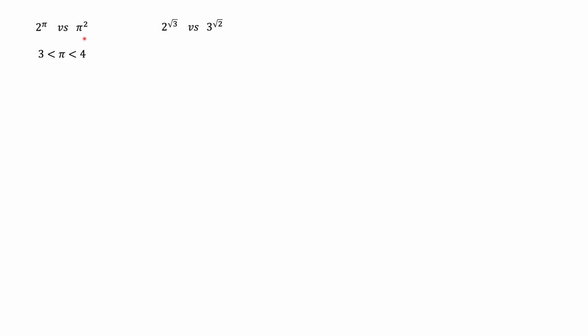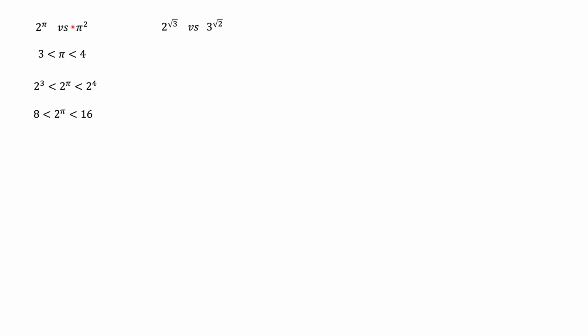Well, now what we're going to do to get the estimate of the left-hand side, we're going to apply an exponential function, 2 to the power of x, to all these numbers. And since 2 to the power of x is monotonically increasing function, inequality is going to stay the same. Now, 2 to the power of 3 is 8, 2 to the power of 4 is 16, so we get an estimate on 2 to the power of pi.